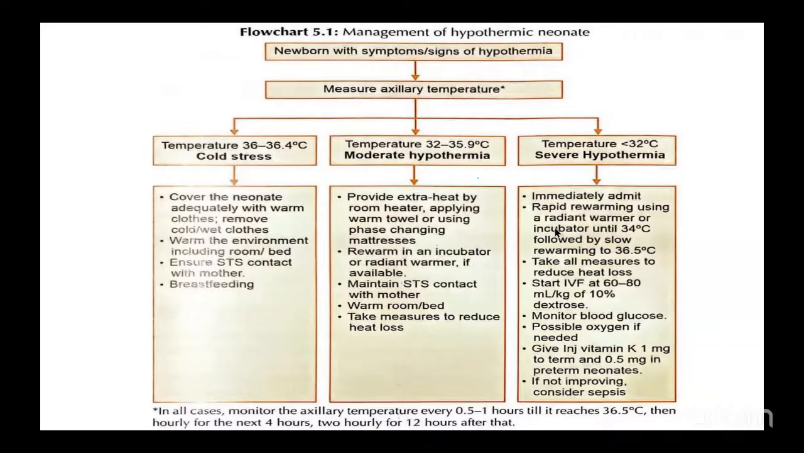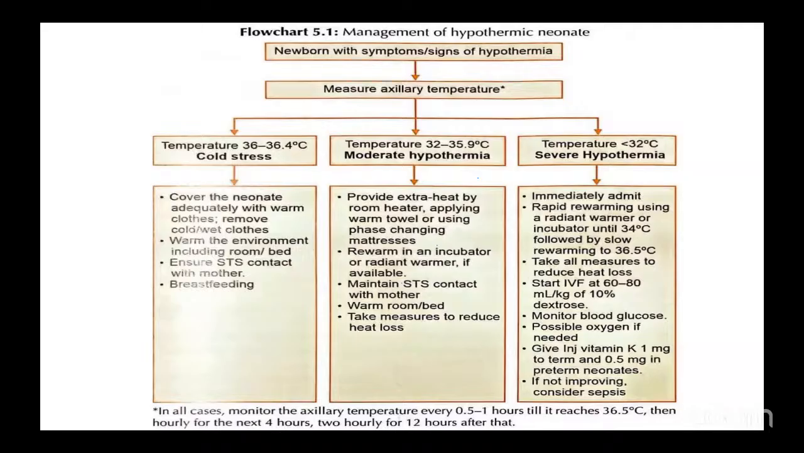If the temperature is less than 32 degrees centigrade, it's severe hypothermia. You are likely to be in serious trouble. Those babies will definitely need to be admitted to the ICU, and will need rapid rewarming using a radiant warmer or incubator until the baby's temperature is 34 degrees centigrade. Until 34 degrees centigrade, you can do rapid rewarming, but afterwards you have to rewarm the baby slowly to 36.5 degrees centigrade, which is normal.